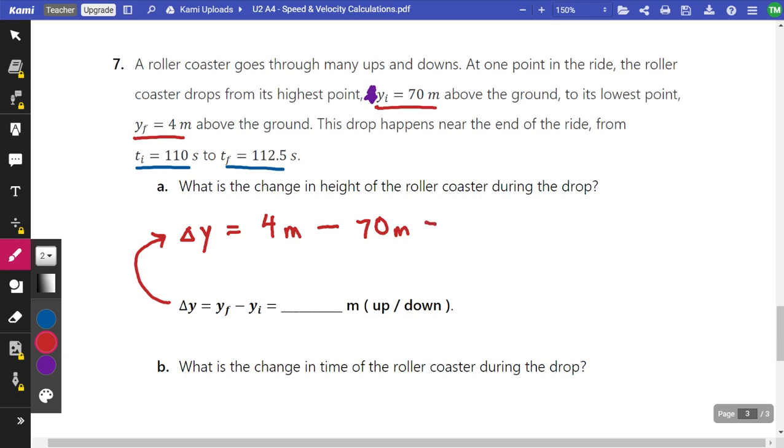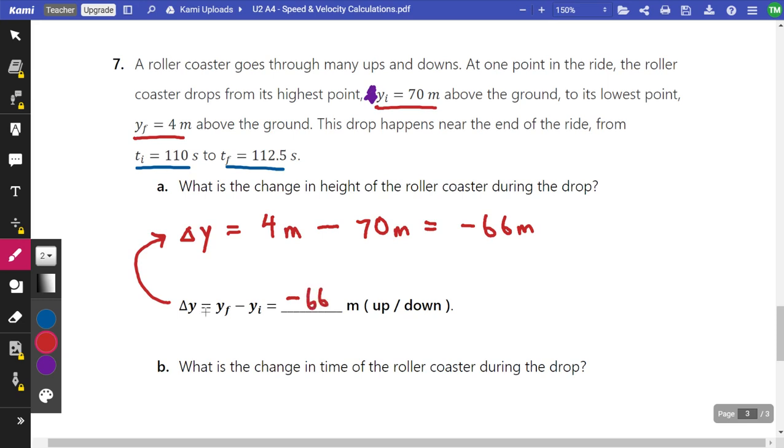Okay, so if you plug this into a calculator, you get 66 meters, but it's negative. You get negative 66 meters, and it kind of looks like we did something wrong, but we didn't. A change in something can also include whether something is increasing or decreasing, or whether it's going left or right, up or down, higher or lower. It gives us that extra bit of information.